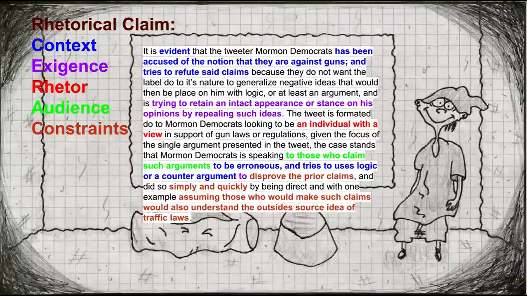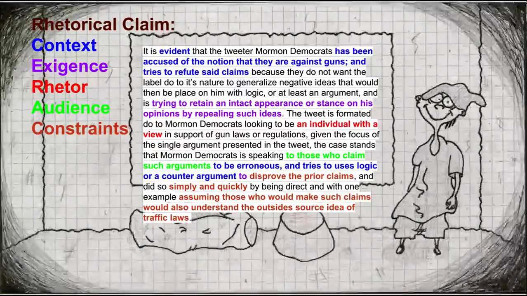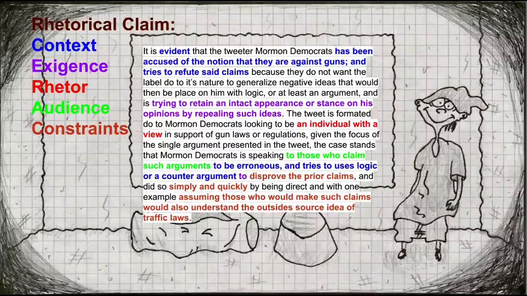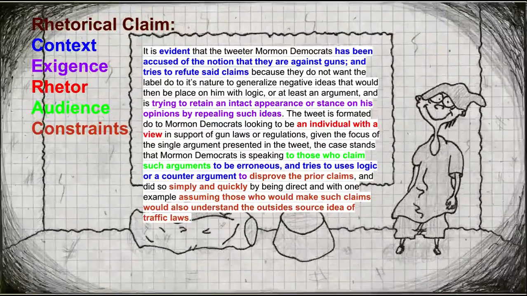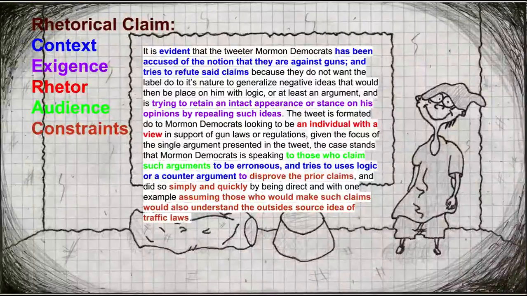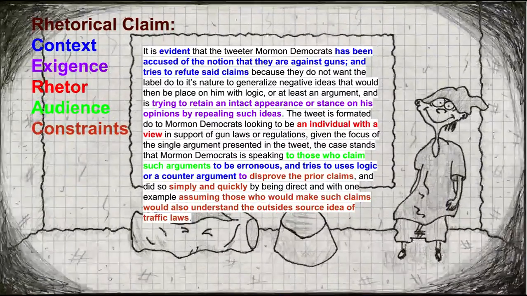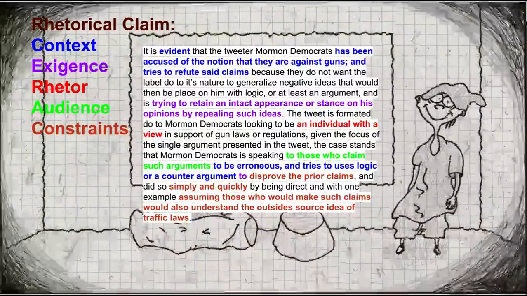If we look back, in purple, the exigence is trying to retain an intact appearance or stance on his opinions by repealing such ideas. That's a bit more technical way of saying it. Of course you could go through psychology and explain even more, but it's the same idea. However, if you just say he's trying not to look bad, then you're only focusing on exigence. You need to bring in the context, such as the guns and the claims that have been made, or seem to have been made. There's no actual evidence, but that is the context of the text that we can assume. We can also assume that the person tweeting is an individual making an argument towards those who make the claim to Democrats. I can't say that first word.